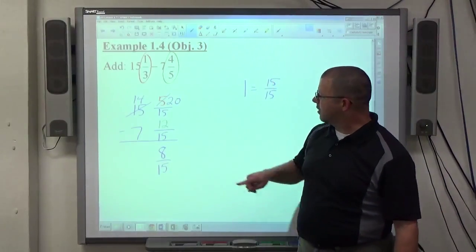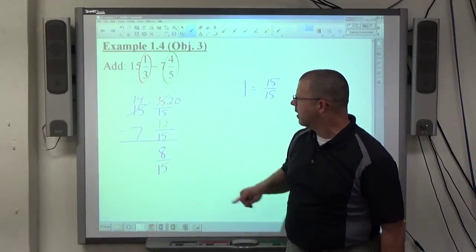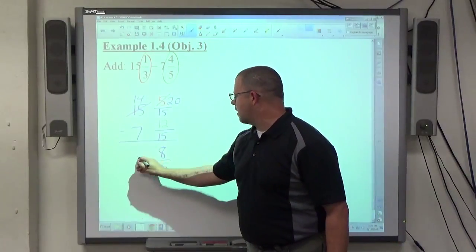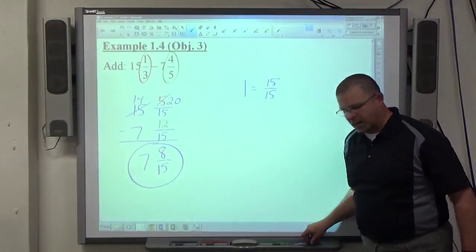Again, basic fraction subtraction there. 20 minus 12 equals 8. 15 is the common denominator. What's left here is 14 minus 7, which is 7. 8/15 doesn't reduce, so that is the final answer.